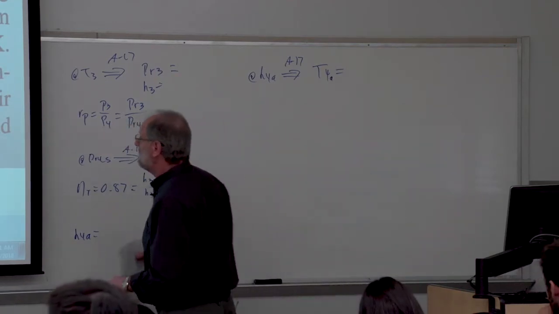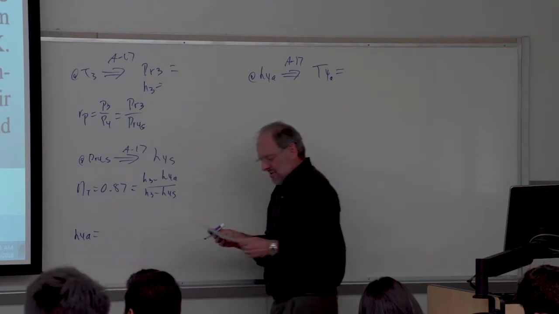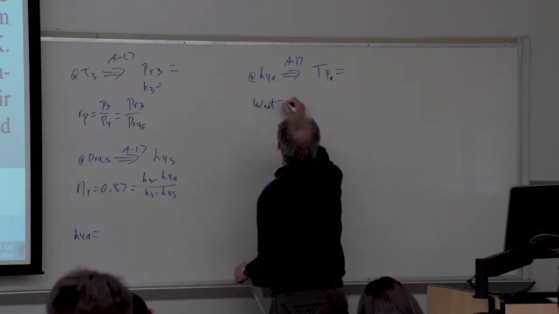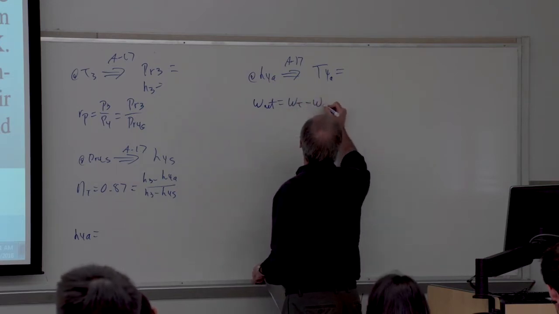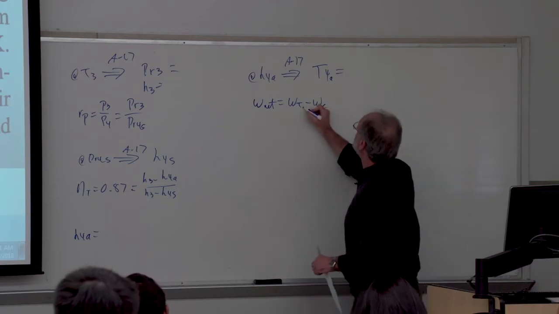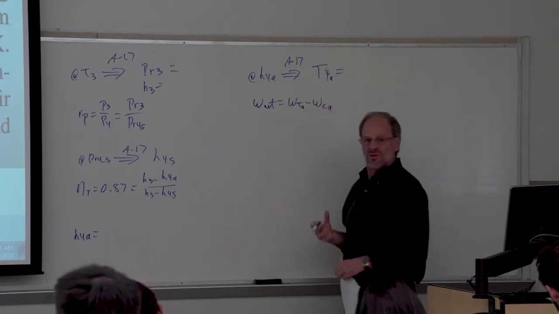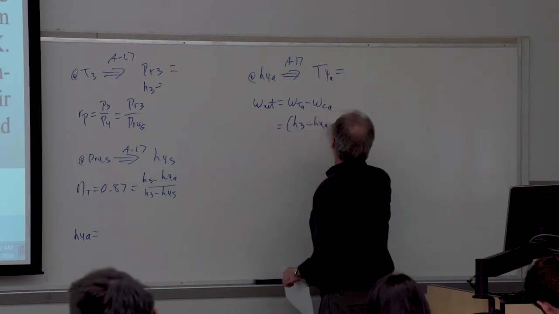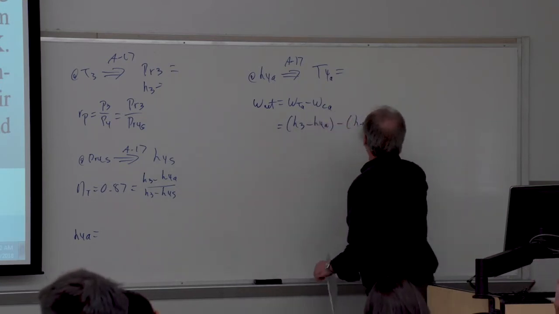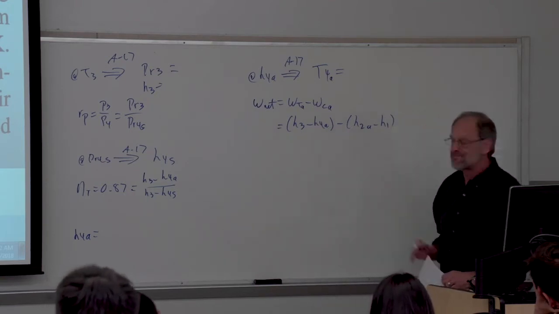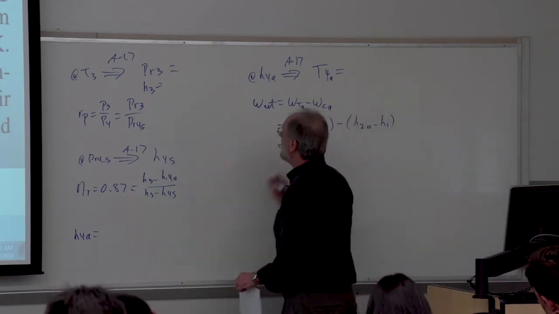And then in order to find the net work output, it's really just a matter of finding the difference between the work done by the turbine and the work required by the compressor. And again, you could put little subscripts A here just to remind you that we're talking about the actual work terms. And so this is H3 minus H4A. And then we subtract from it the magnitude of the work required by the compressor. And this will allow us to find that result.